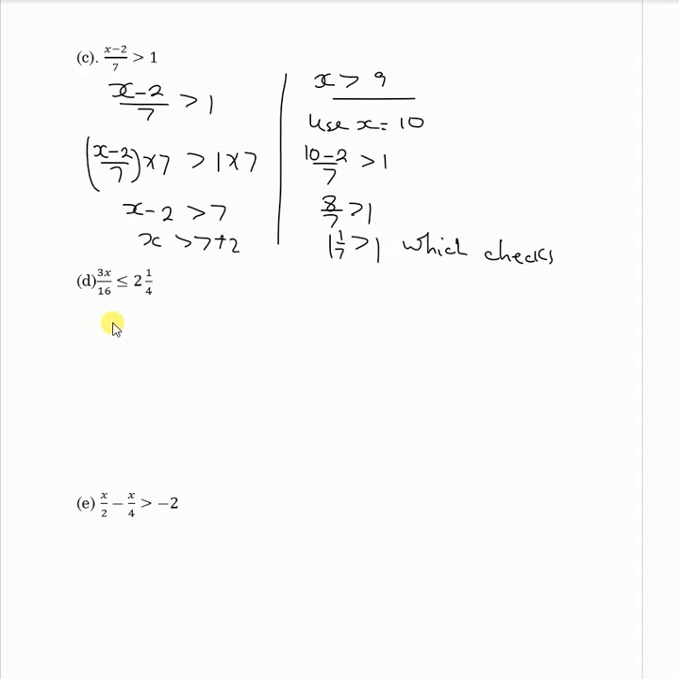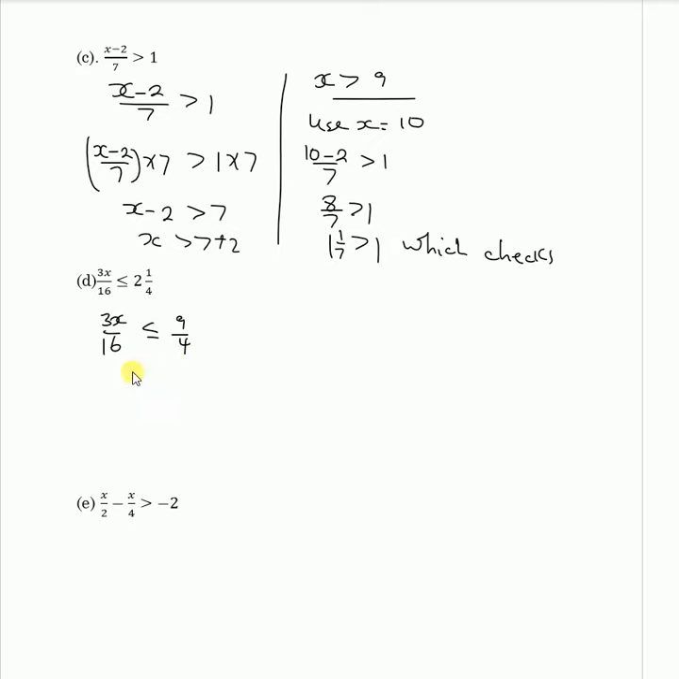Then we have this one, 3x over 16 is less or equal to, let us write this one as an improper fraction. It is 9 over 4. 9 over 4.